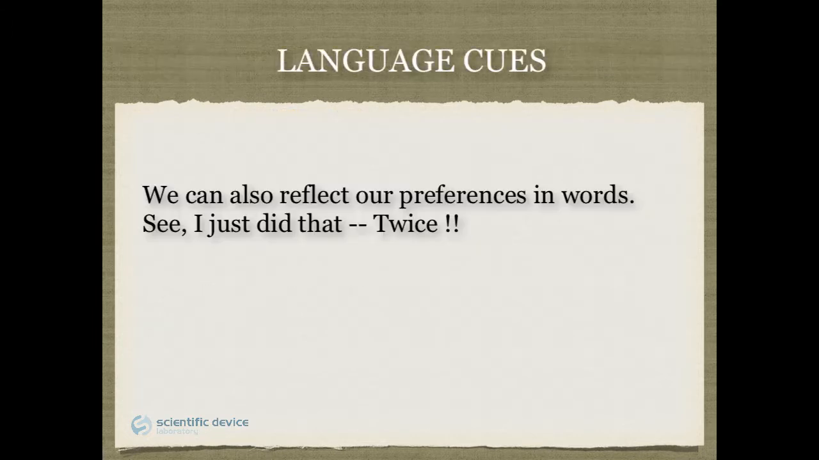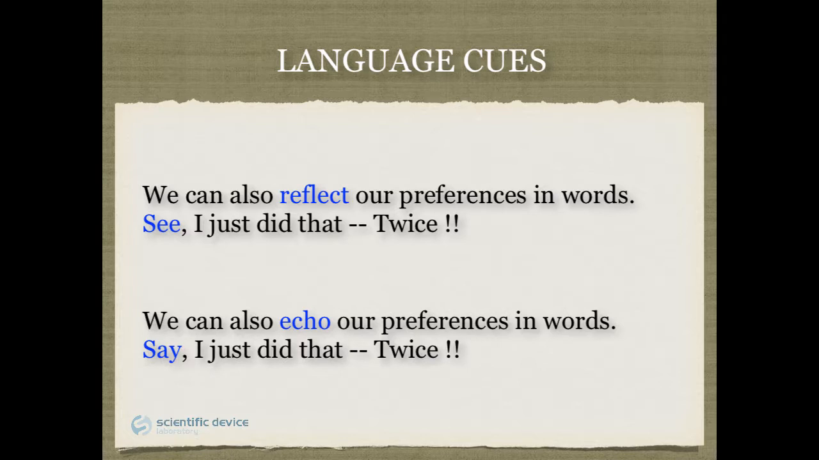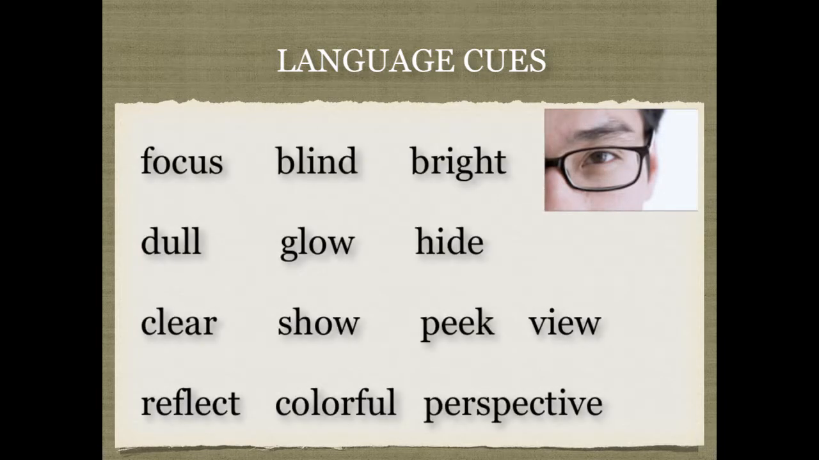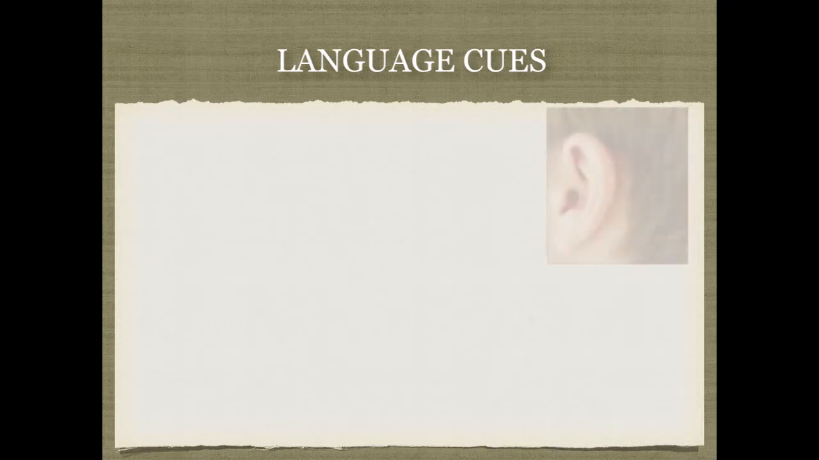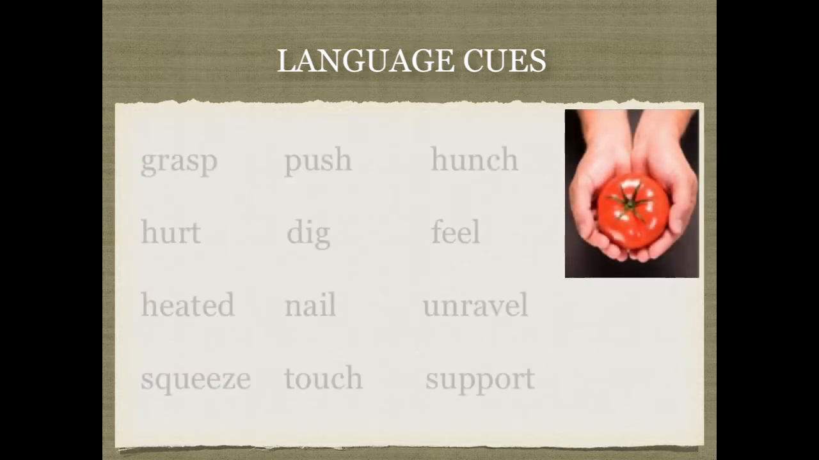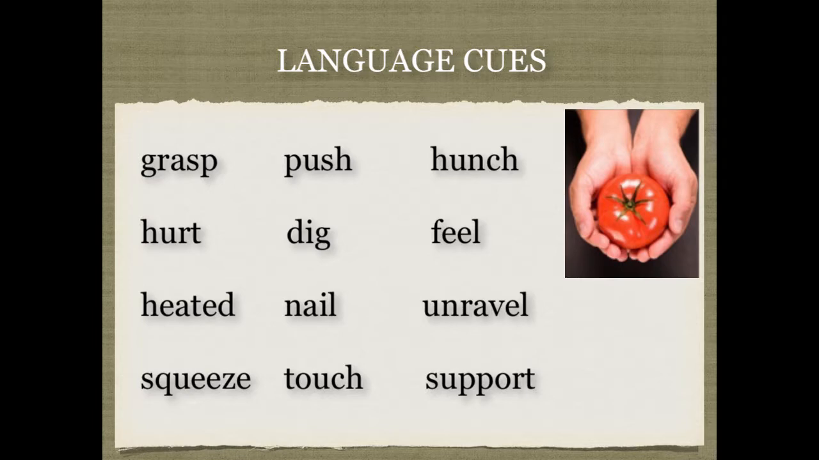We can reflect our preferences in words. See, I just did that. Twice. I'm visual. I used the word reflect and see. An auditory person, for example, might use the words echo or say. Here are some words that you might hear from a visual person. Here are some words you might hear from an auditory person. Here are some words you might hear from a kinesthetic person.